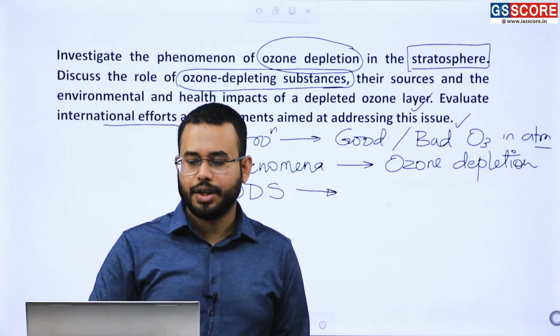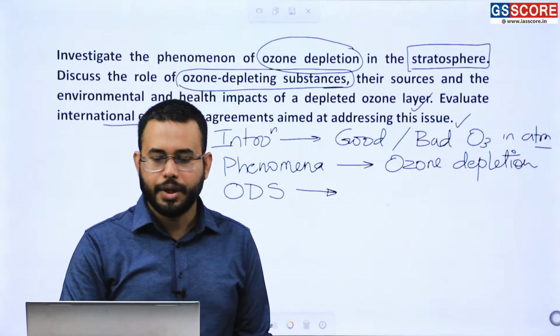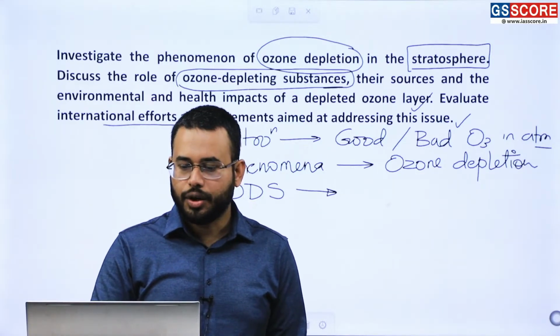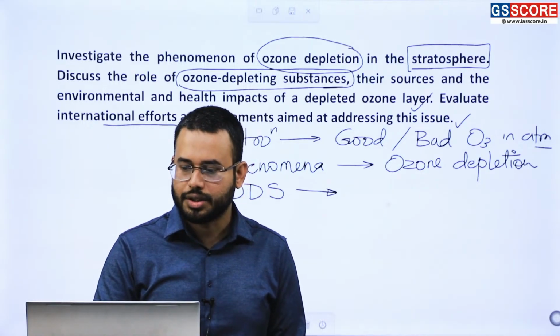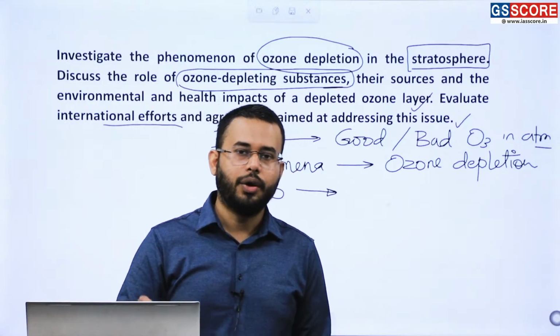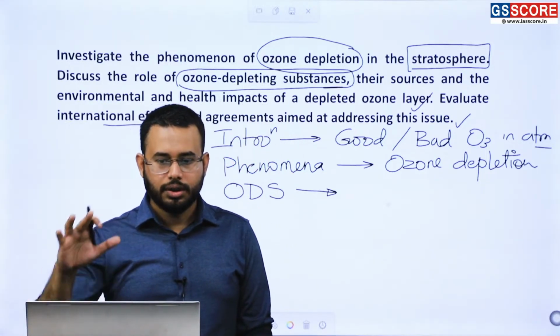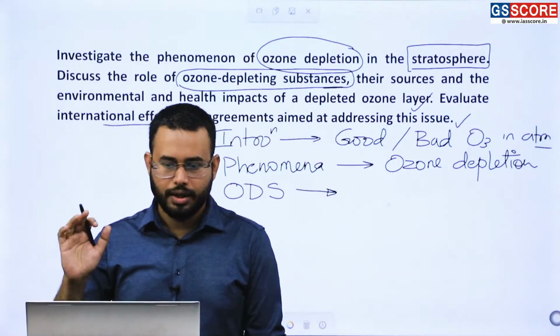Ecosystem disruption in a way. UV radiation affects marine phytoplankton, which form the base of the marine food chain. Now, reduced ozone levels can harm phytoplankton productivity in the oceans, which disrupts the marine ecosystem and impacts the biodiversity in the ocean. So, these are the environmental and health impacts of thinning of the ozone layer.